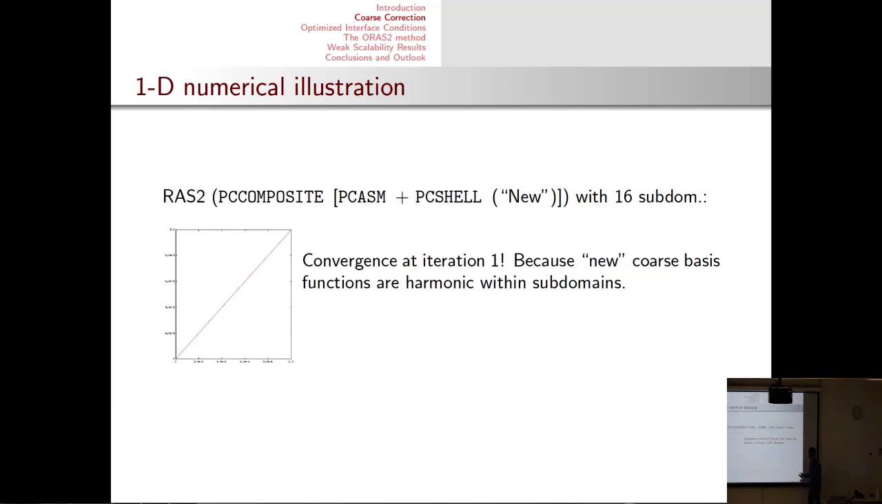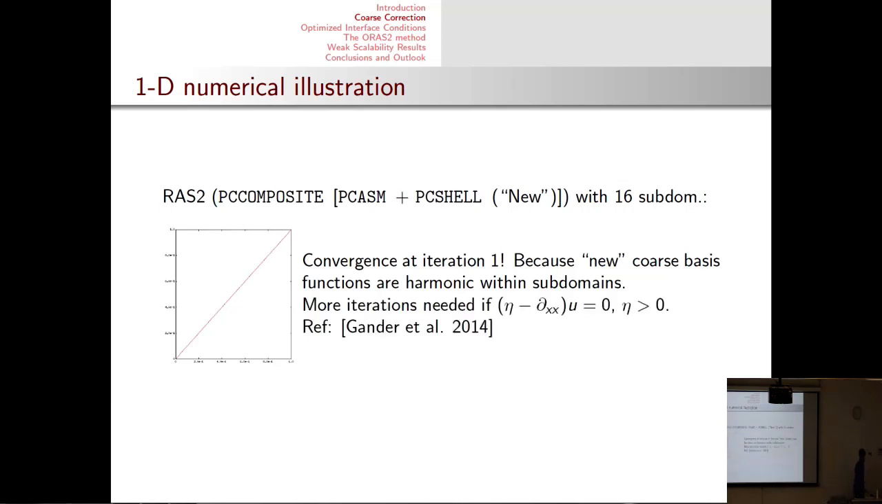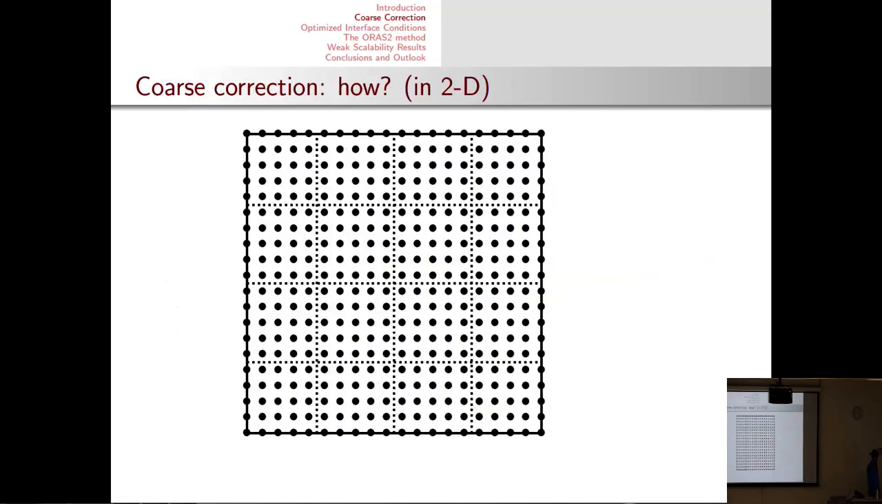The magic here is actually that the new coarse basis functions that we introduce are harmonic, so they solve the Laplace equation within each subdomain. Which means that if instead of just the Laplace equation, I had taken the Helmholtz one with non-zero eta here, I would not have had convergence at iteration 1, but still it would have been a very good result. So that was for 1D.